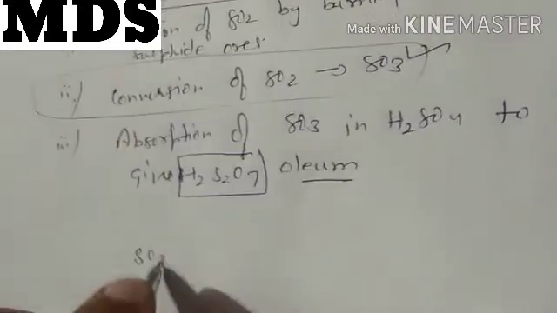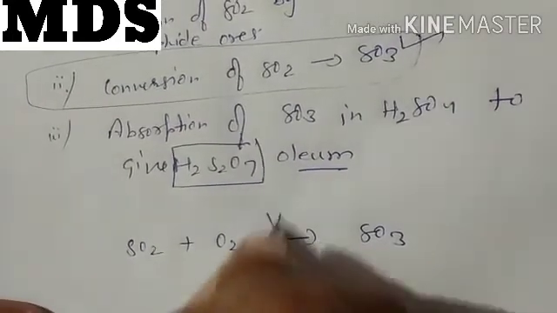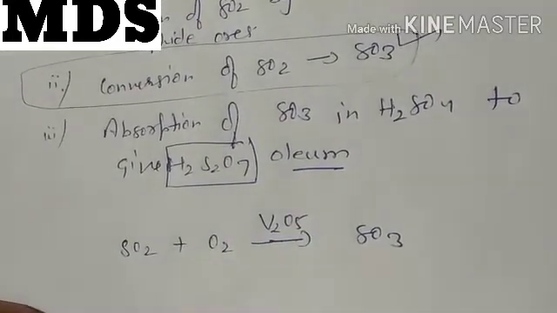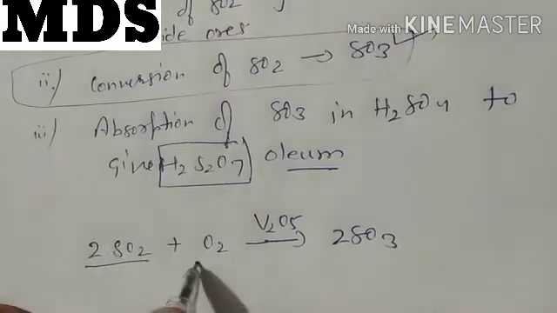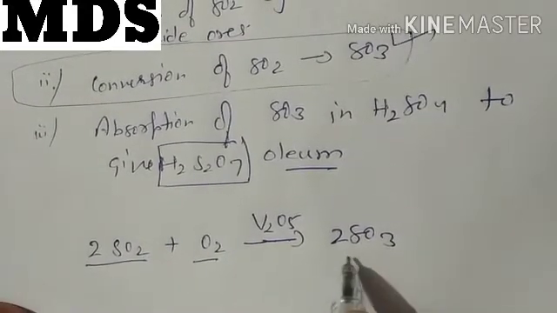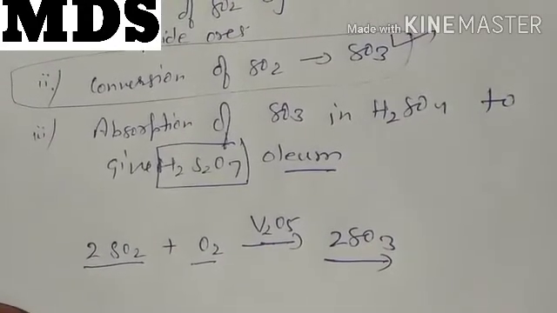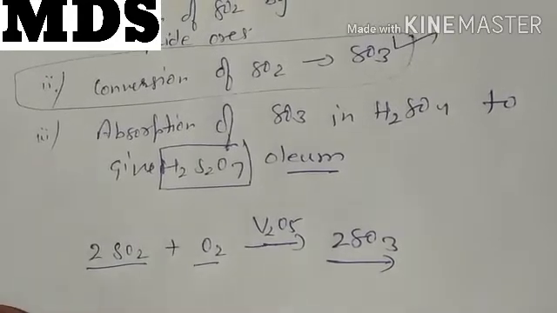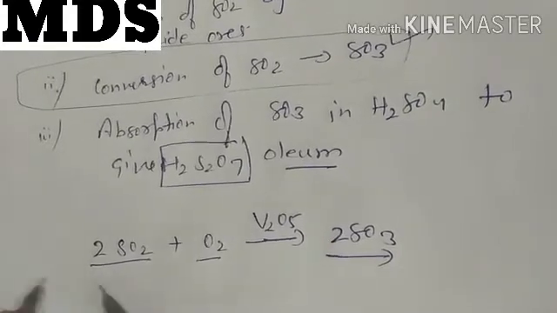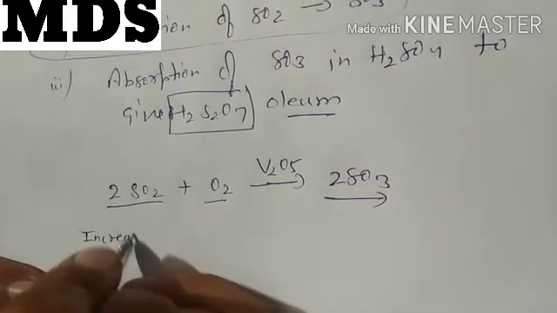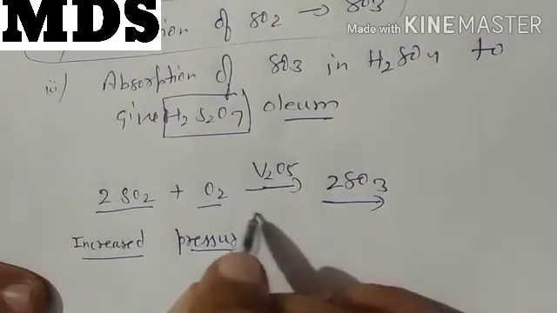So sulfur dioxide in the presence of oxygen easily gets converted into sulfur trioxide, but the catalyst needed is vanadium oxide. If you balance this equation, you will see two molecules of SO2 combine with one molecule of O2 and result in two molecules of sulfur trioxide. From this you can clearly see that the gaseous volume is decreasing.